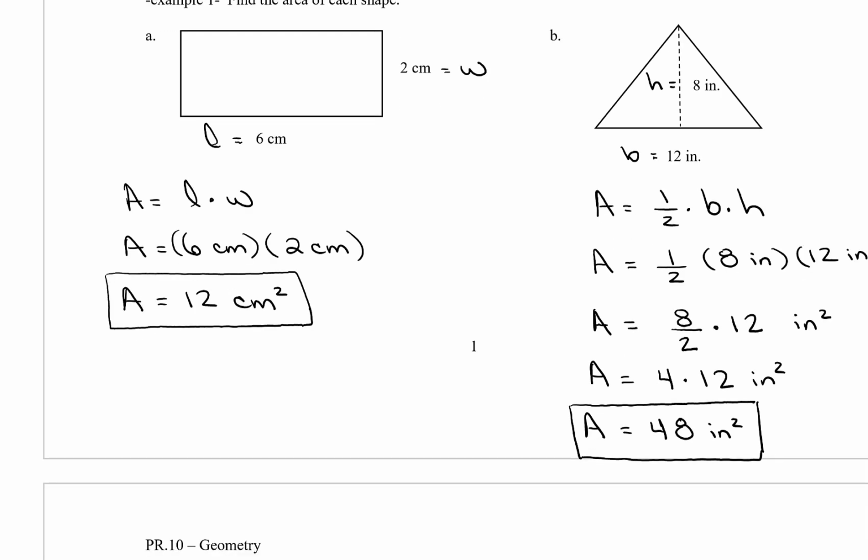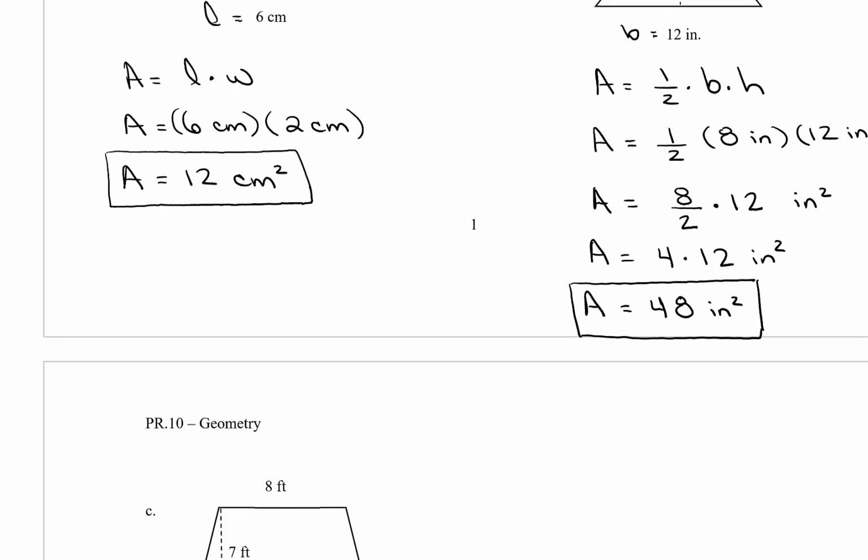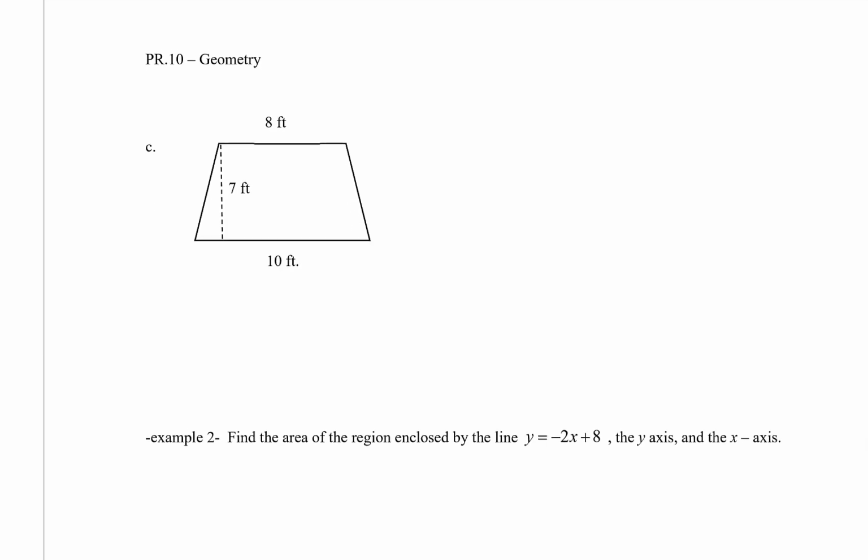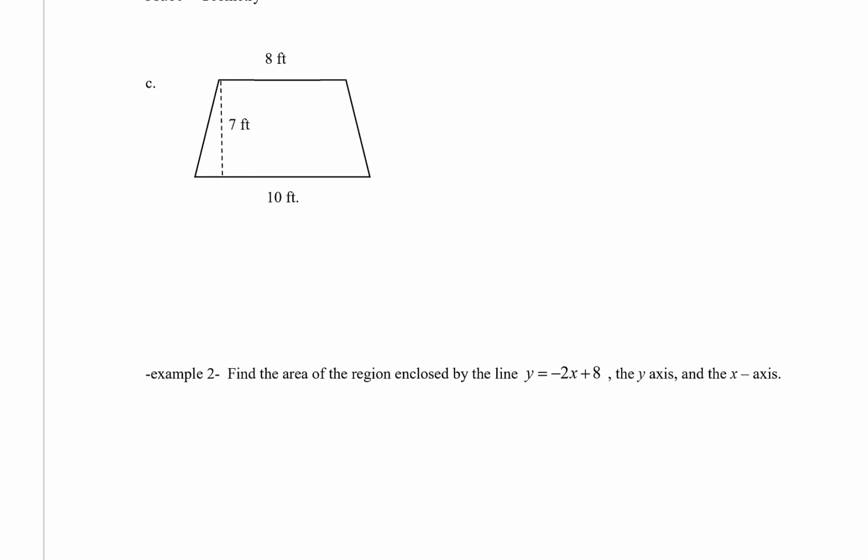For C, we have a trapezoid. In this trapezoid, the height is 7 feet. Little b is equal to 8 feet, and big B, or uppercase B, is equal to 10 feet. I've drawn a little square at the base, where the base is perpendicular to the height, to show that it is a 90-degree angle there, so it is indeed perpendicular.